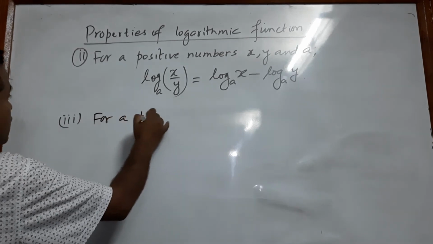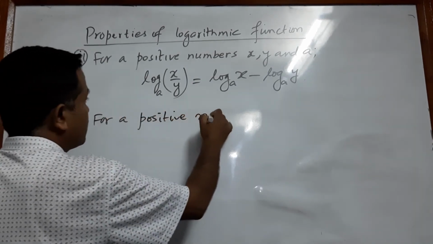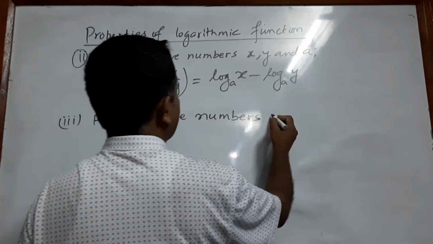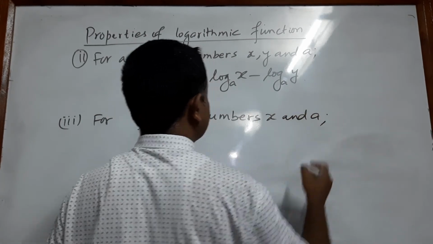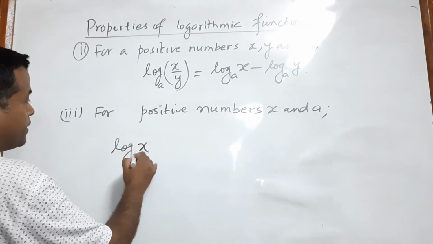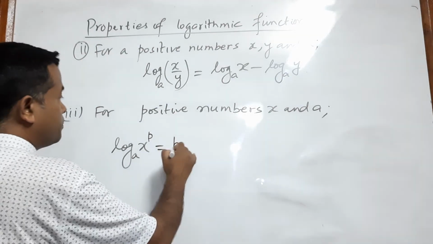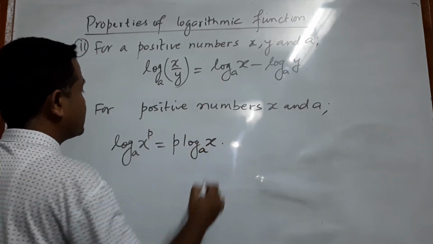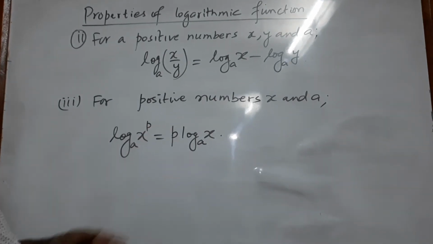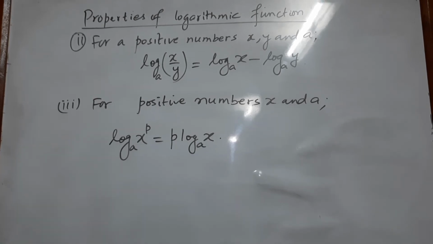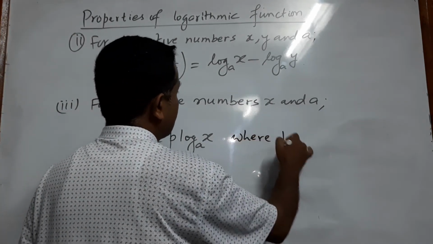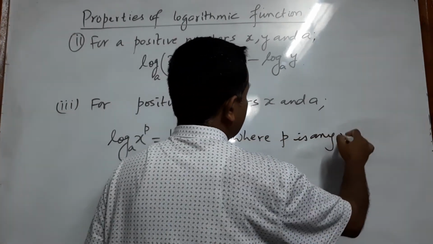We have this another property, and the third property is, for positive numbers x and a, log of x to the power p with base a equals p times log of x with base a. This power comes as the coefficient. Okay, this is another property of the logarithmic function, where p is any real number.